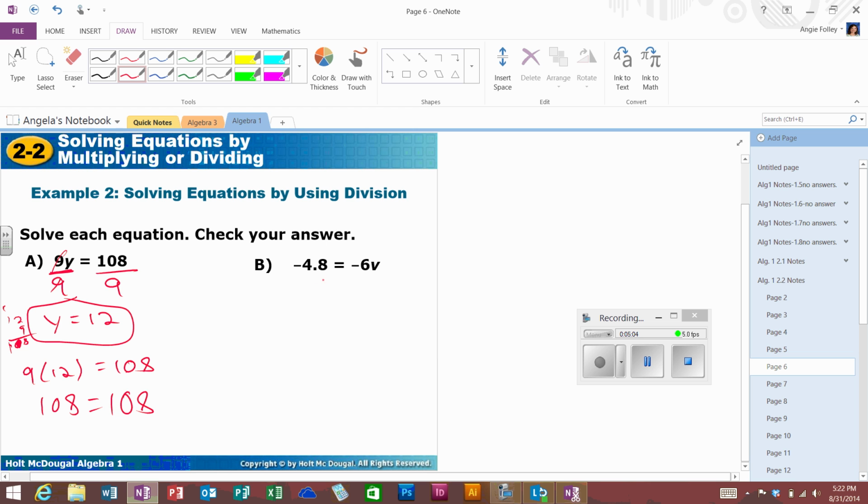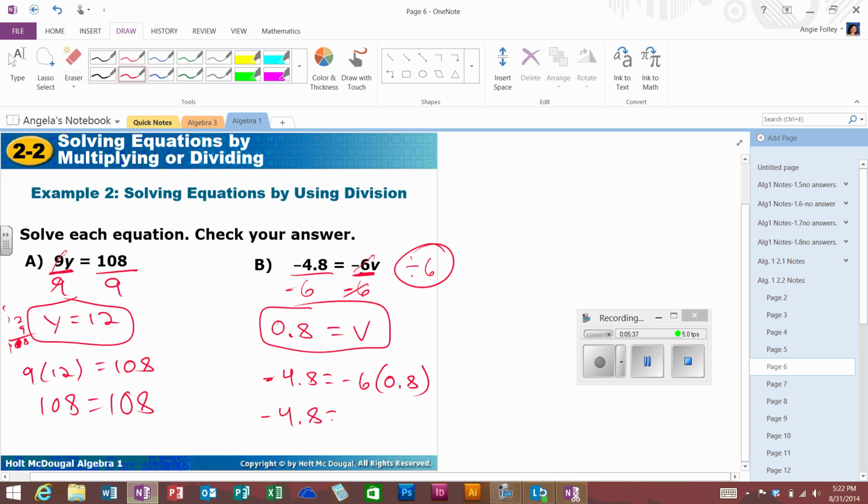All right, so negative 4.8 equals negative 6v. So it's negative 6 times v. So the opposite is to divide by negative 6. Sometimes it helps maybe to write it over on the side. I use little lines when I'm doing my division. Some people like to write it out like that. It should be a negative 6 so that it cancels. So I'm dividing a negative by a negative, so I get a positive answer. Again, I should check my answer.